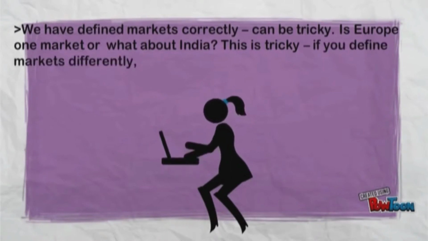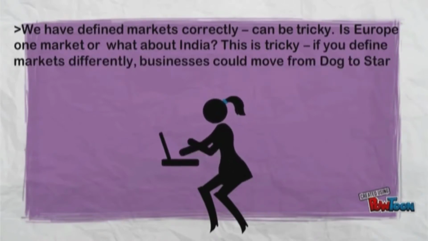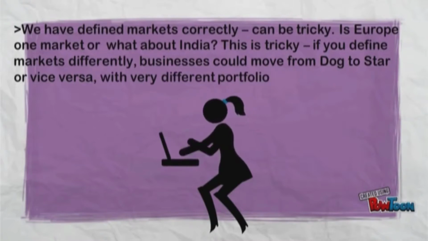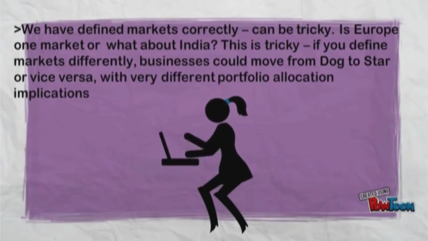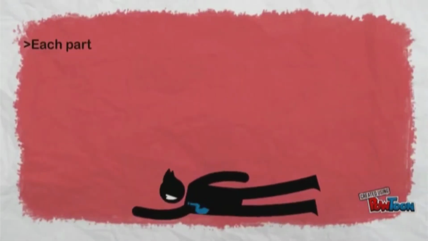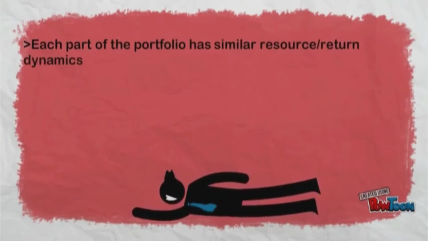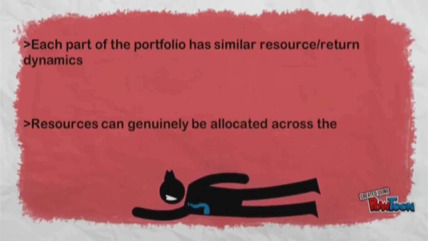Is Europe one market, or what about India? This is tricky. If you define markets differently, businesses could have moved from dogs to stars or vice versa, with very different portfolio allocation implications. Each part of the portfolio has similar resources or return dynamics.